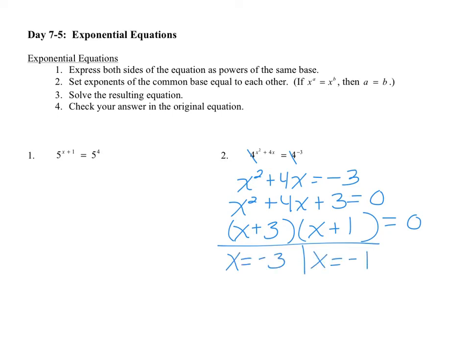In this case, I have two answers. So what I have to do is actually check both answers. I have to plug in negative 3 for x and check it to see if it works, and then I have to plug in negative 1 for x and check it to see if it works. And just to save a little time, I'm going to tell you they both work. All right, let's go down to number 4.